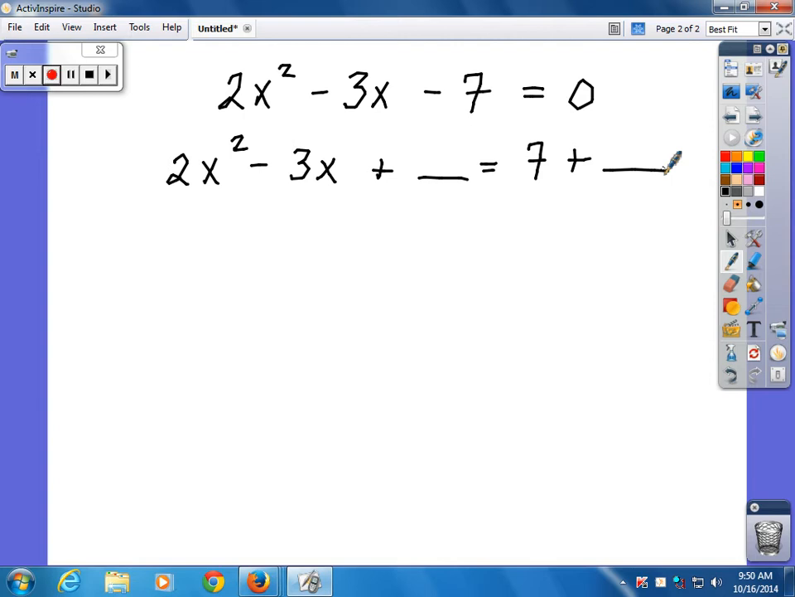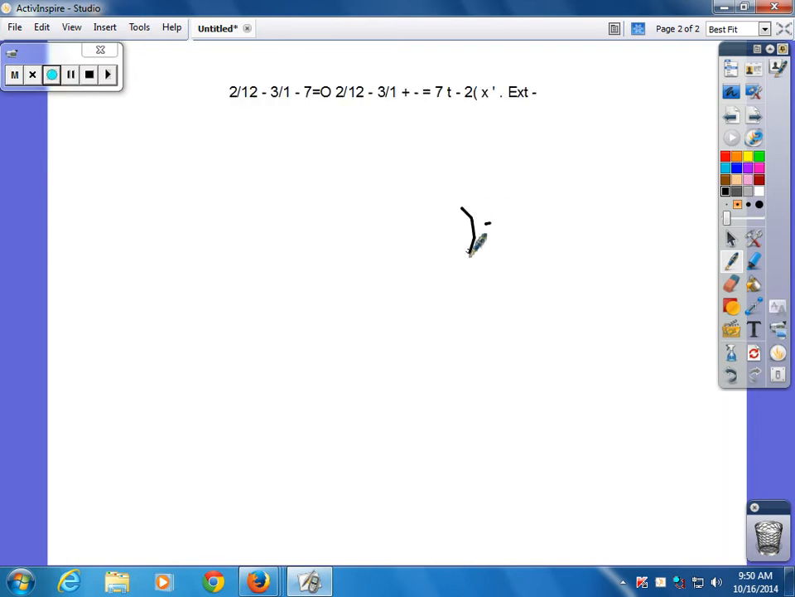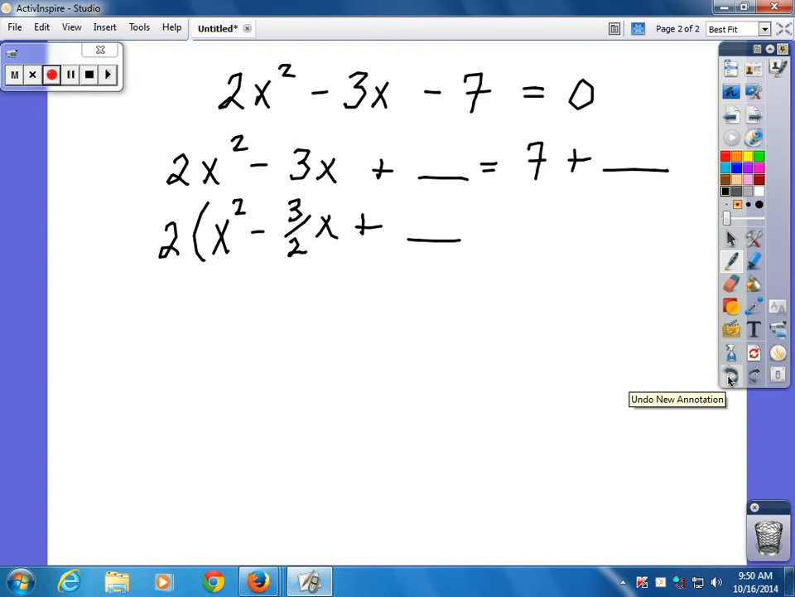What are you going to factor out? A 2. So that would be 2 x squared minus 3 half x plus blank. What is that? Change it into something. Whatever. Is equal to 7 plus 2 times blank.